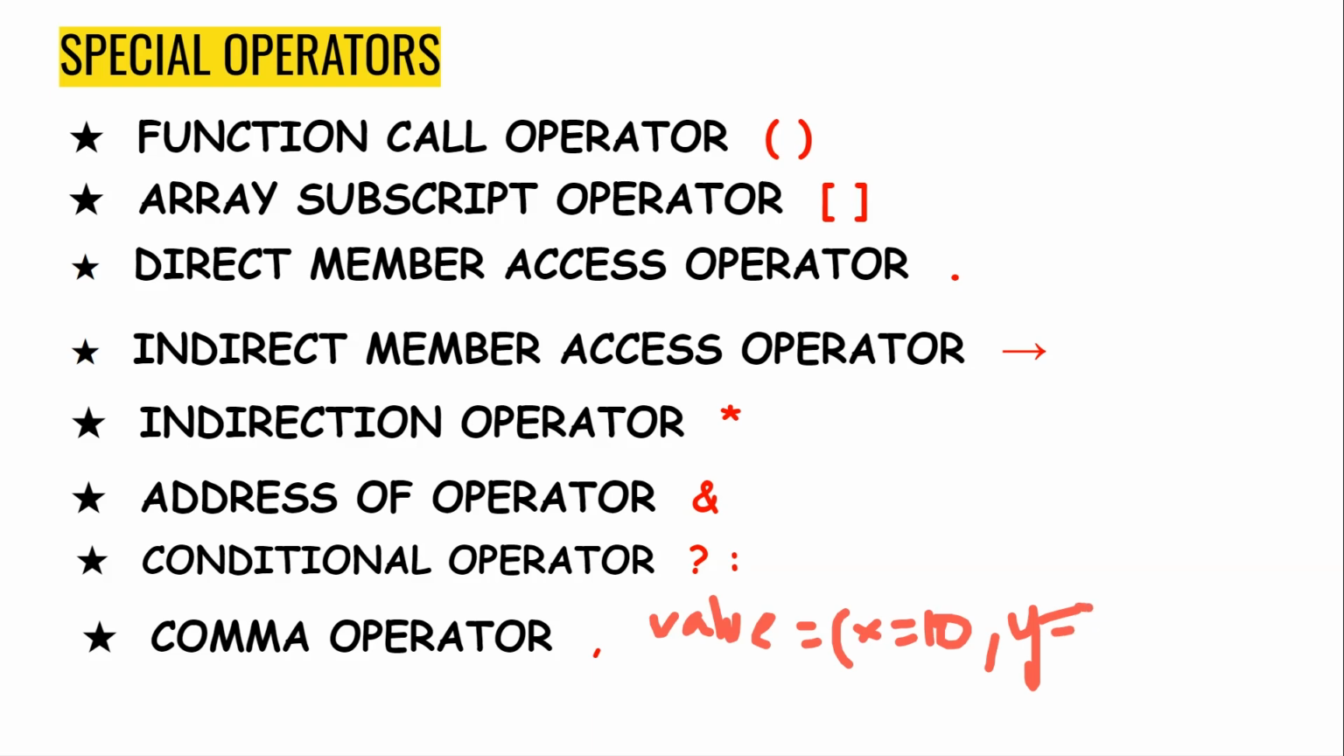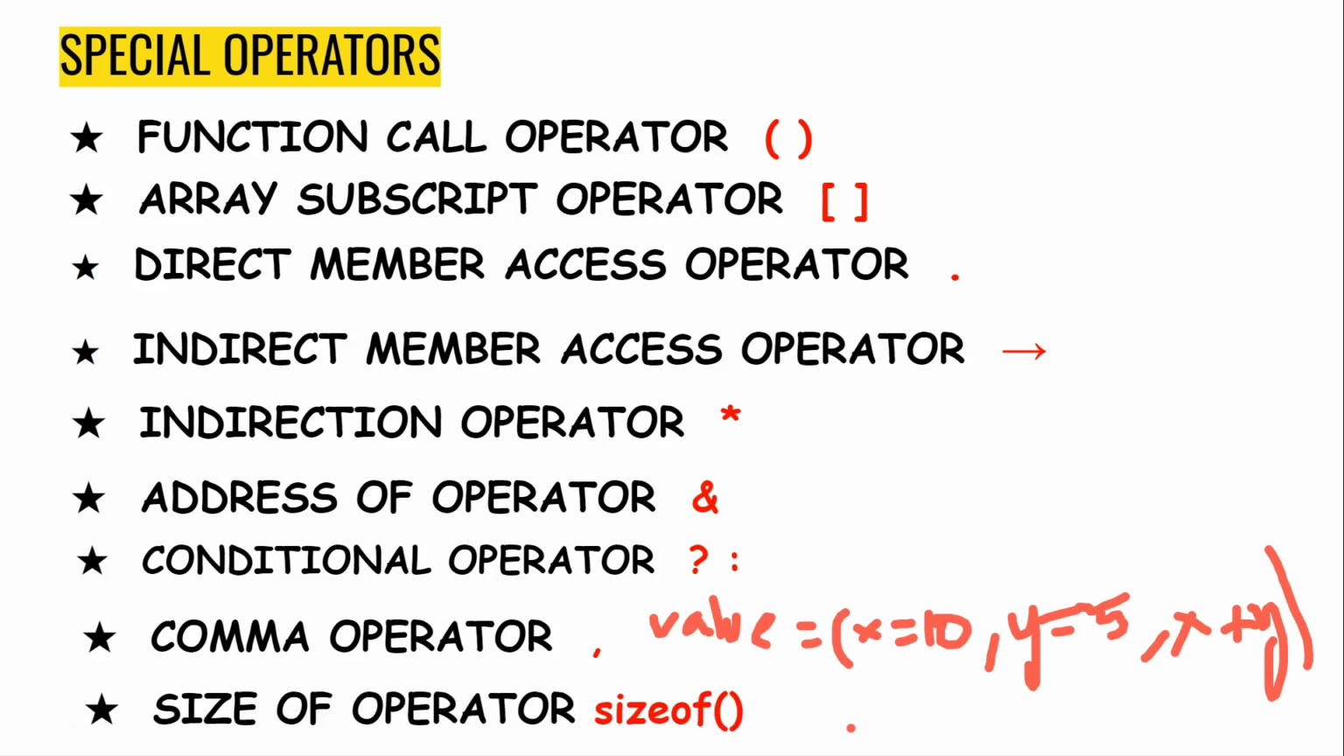Every instance of a comma symbol is not a comma operator. The commas appearing between the arguments in a function call, or in a declaration or function definition statements, are called separators.